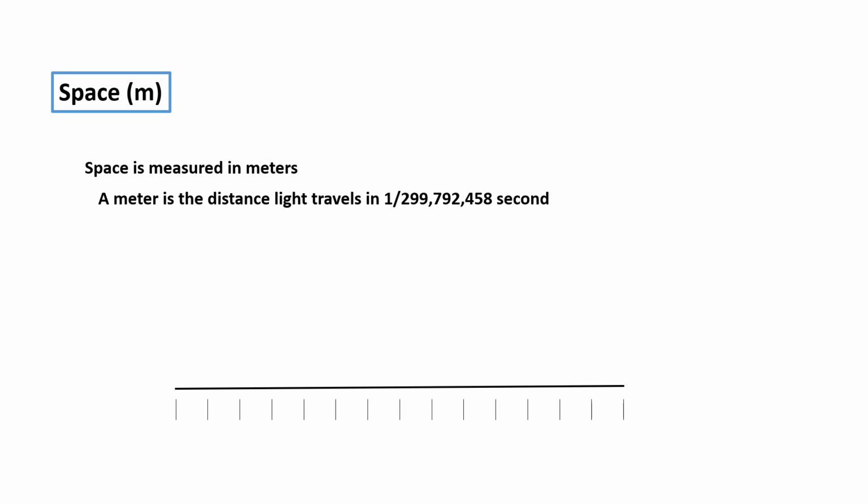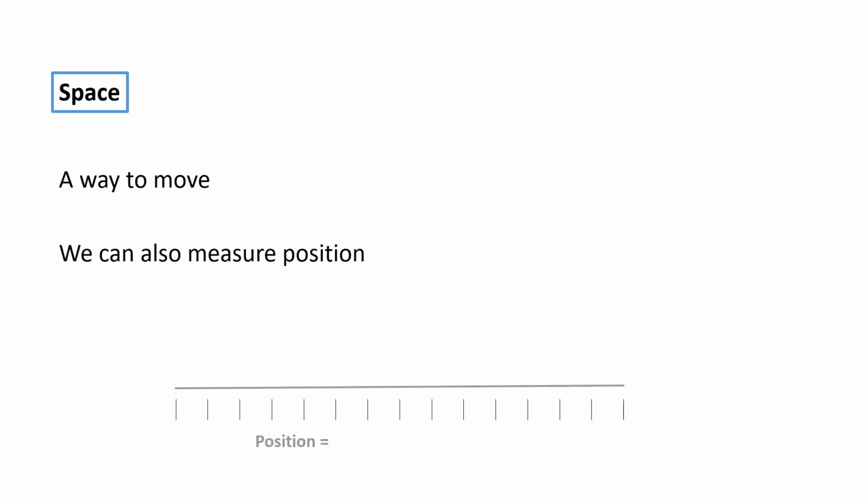Space is measured in meters. A meter is defined as the distance light travels in roughly 300 billionths of a second. Here we measure a length of 5 meters. I can also state my position on this line as being 5 meters from the origin.